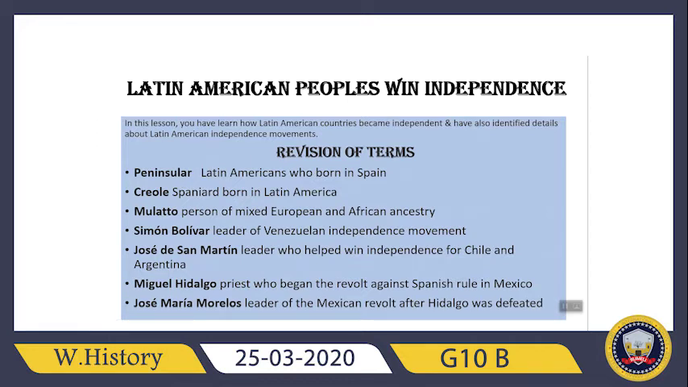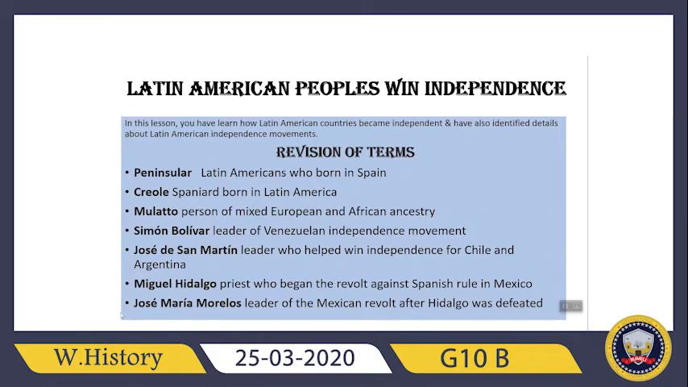Then we have Creole. What is Creole? It's a Spaniard born in Latin America. So you can revise them: when you hear the term peninsular, you should know what it means. Creole, what does it mean? Then we have mulatto. It's a person of mixed European and African ancestry.